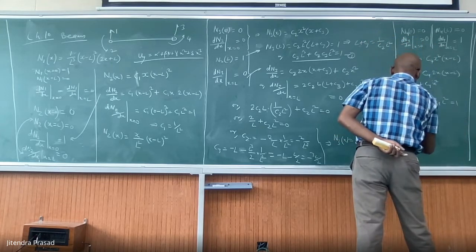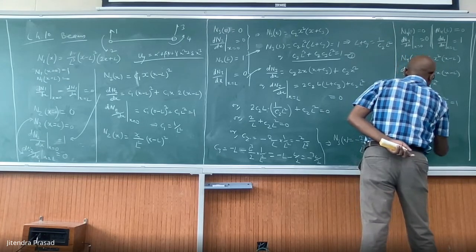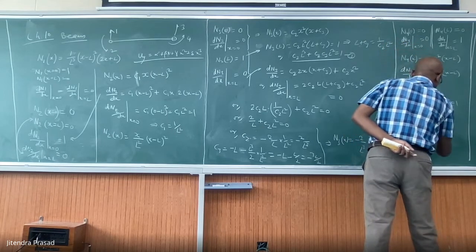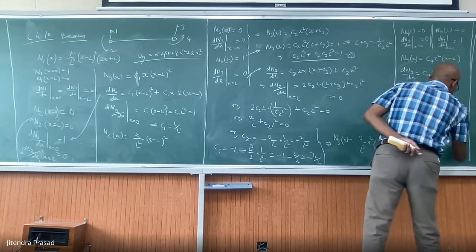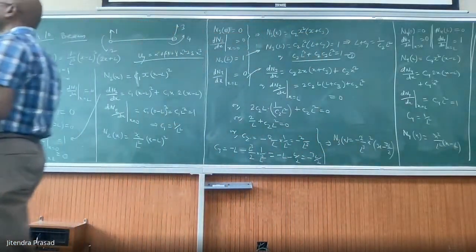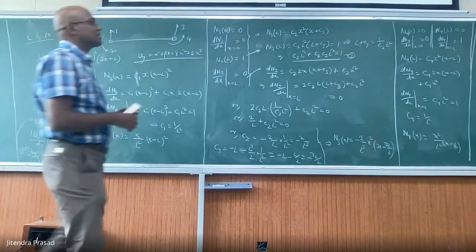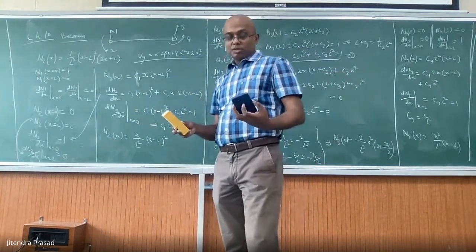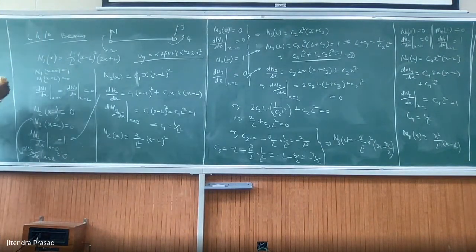Simply N4(x) is equal to x square over L square (x minus L). So you got the shape functions. Next thing is you do the usual stuff.